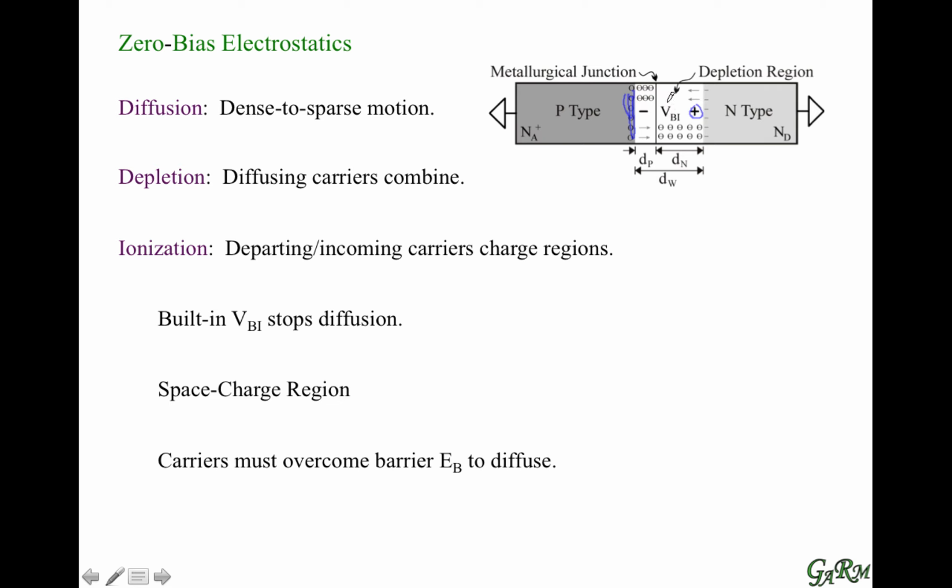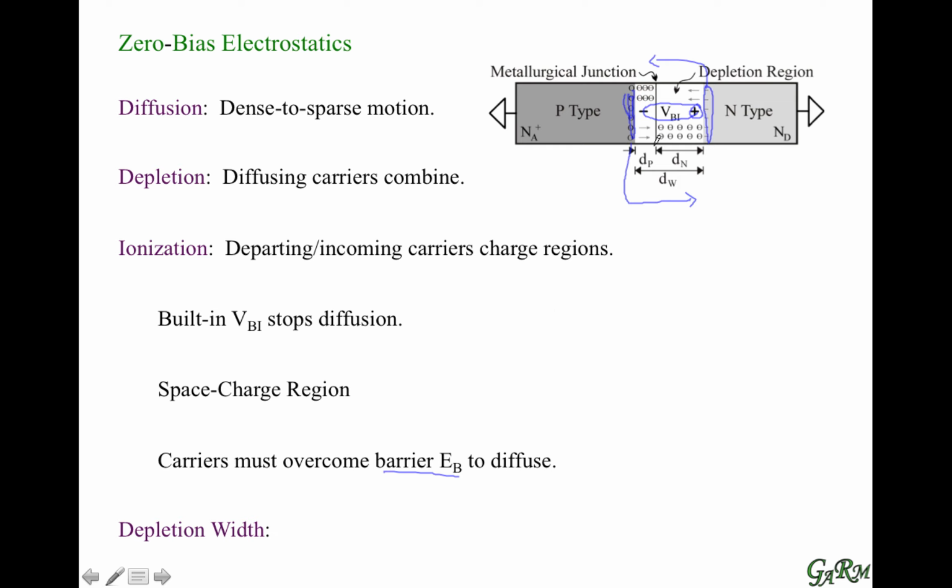So another way of saying this is that leftover electrons in the N side of the material will have to overcome this electric field to cross to the P side. Similarly, leftover holes are going to have to overcome that electric field to cross on over to the N side. To overcome that electric field, they must attain enough energy to do so. So they need to overcome a barrier energy that is associated with that field.